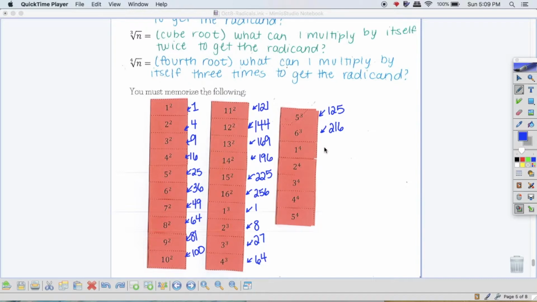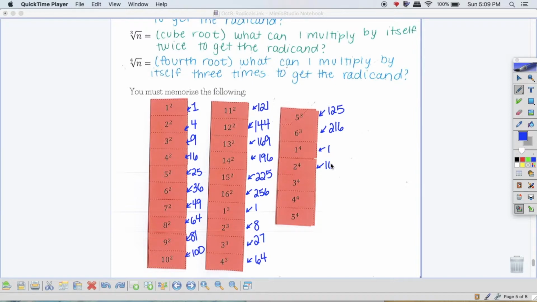And then to the fourth power, 1 times 1 times 1 times 1. 2 times 2 times 2 times 2, you need to know. Okay, so we've got 2 times 2 is going to be 4. 4 times 2 is going to be 8. 8 times 2 is going to be 16. Okay, so you need to be familiar with those.